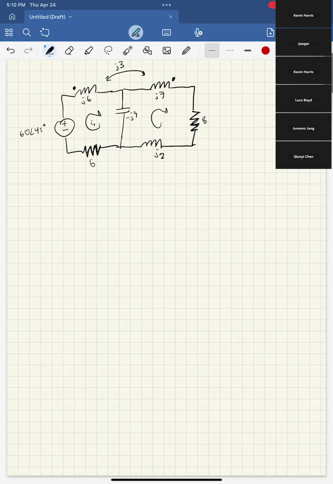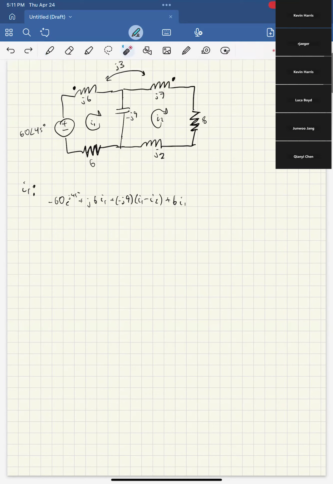So in this, we're doing the exact same thing. It's 60e to the j45 degrees if you're being particular, and then plus j6 times I1, plus negative j9 times (I1 minus I2), plus 6 I1. Now we have to do the mutual inductance term. So what is the induced voltage over here due to the current going through here?